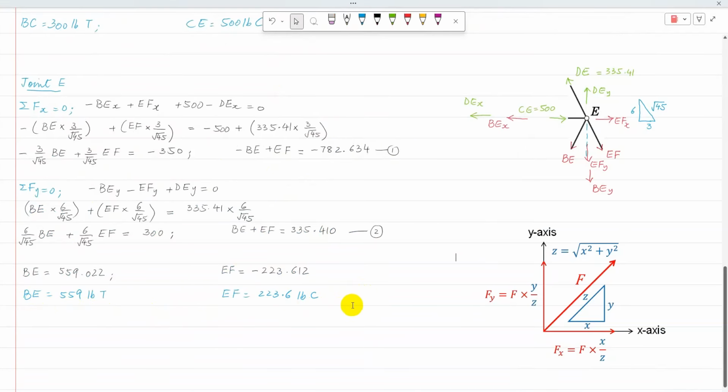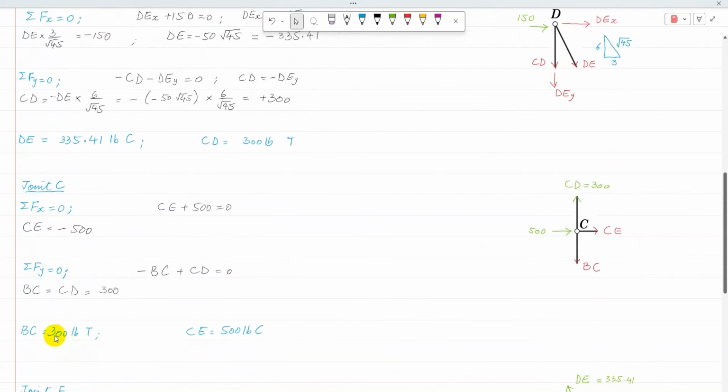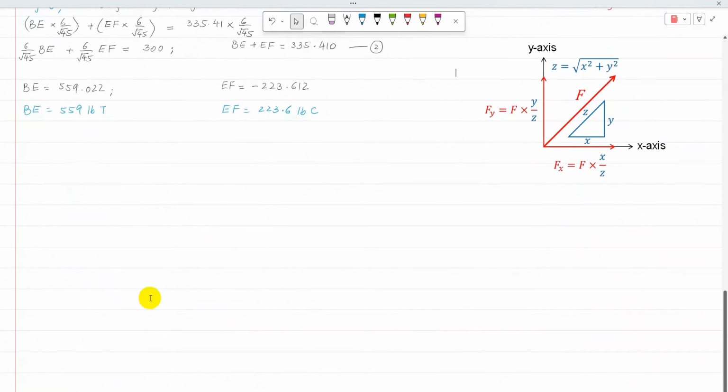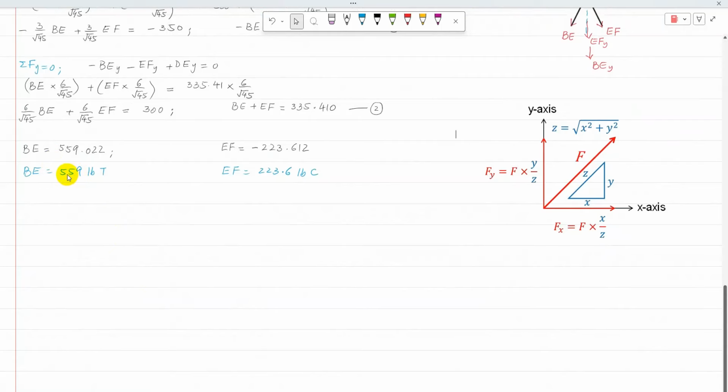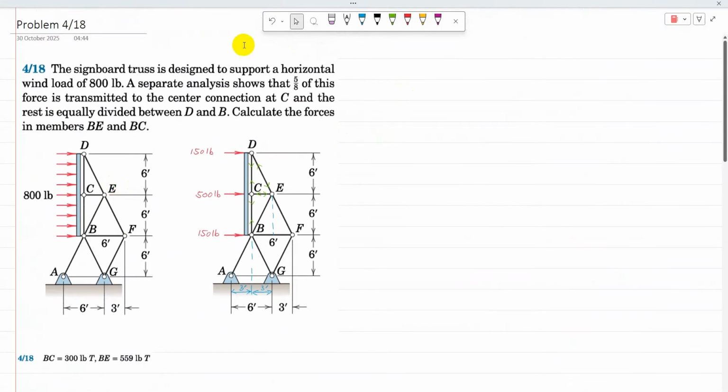So now the required BE and BC are calculated. BC is 300 pounds in tension, and BE is calculated as 559 pounds in tension. So that is the solution to problem 4.